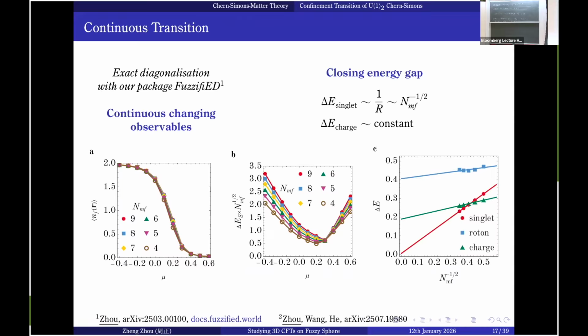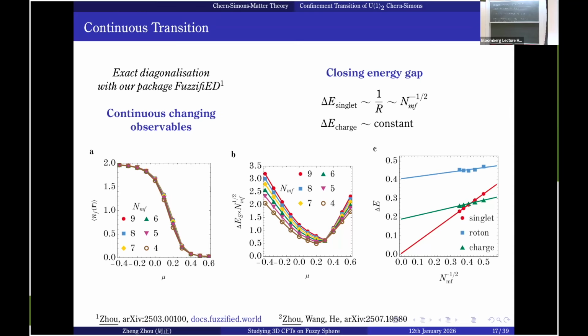Yeah. So the first thing we can say is that the transition is continuous. We perform an exact diagonalization calculation on the fuzzy sphere with our package Fuzzify. The first thing we have found is that all the observables change continuously. And the energy gap closes proportionally to 1 over R, which is evidence for a continuous transition.